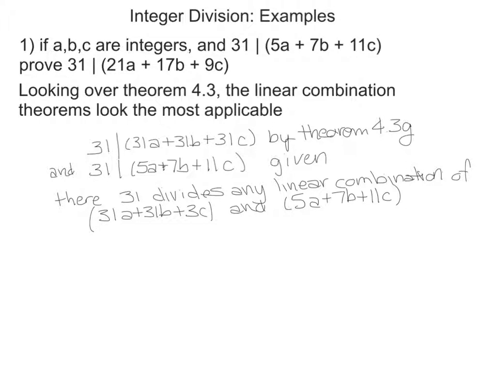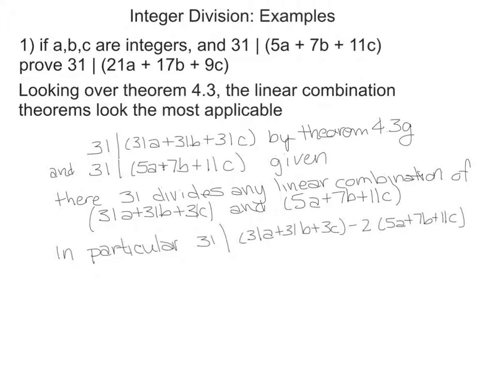So by Theorem 4.3, 31 should divide any linear combination of this number and this number. Again, 31 divides any linear combination of 31A plus 31B plus 31C and 5A plus 7B plus 11C. In particular, we can choose the linear combination 31A plus 31B plus 31C minus 2 times 5A plus 7B plus 11C.